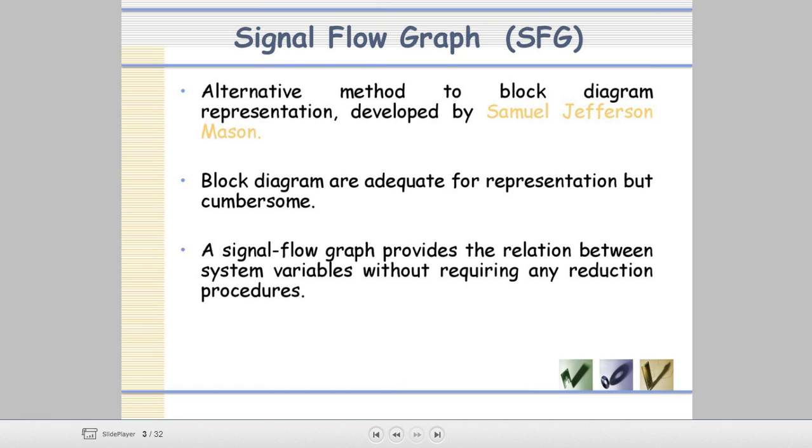Signal flow graph is an alternative method to the block diagram representation, developed by Samuel Jefferson Mason. You should remember this name, S.J. Mason. Block diagrams are adequate for representation but are difficult to solve. A signal flow graph provides the relation between the system variables without requiring any procedures.